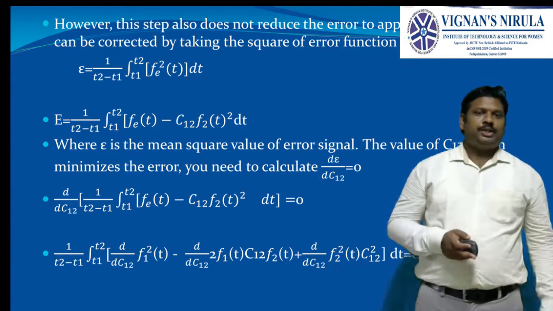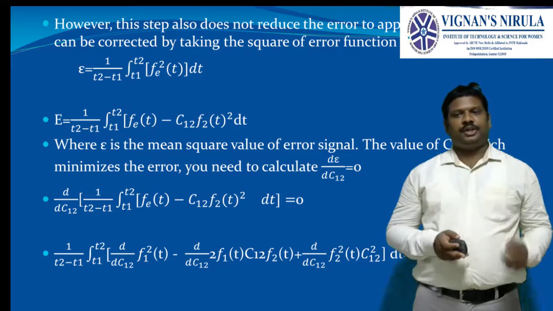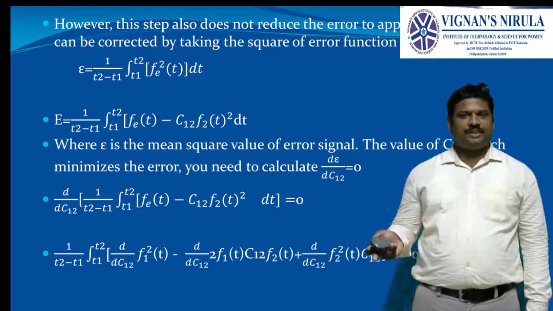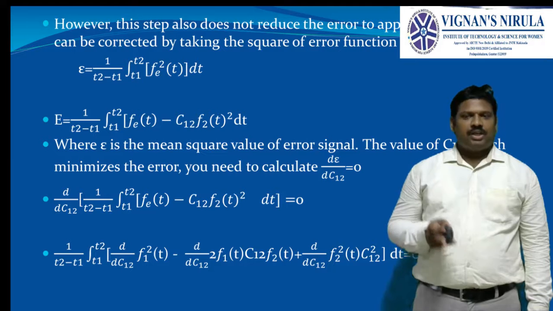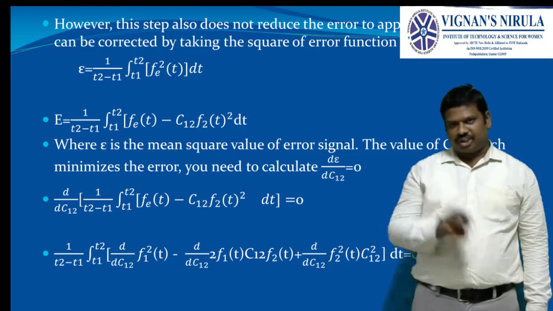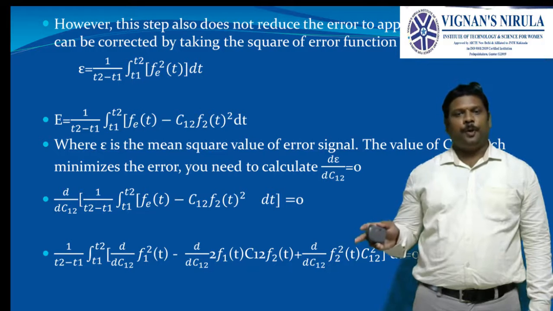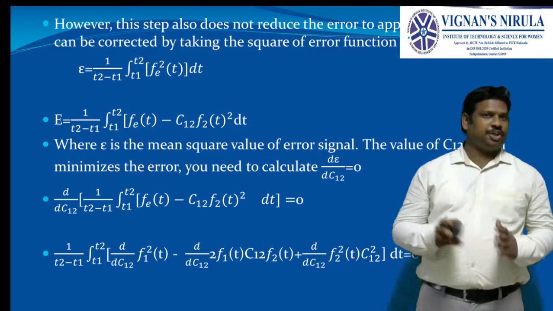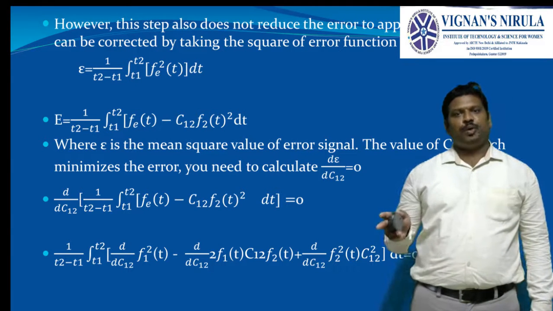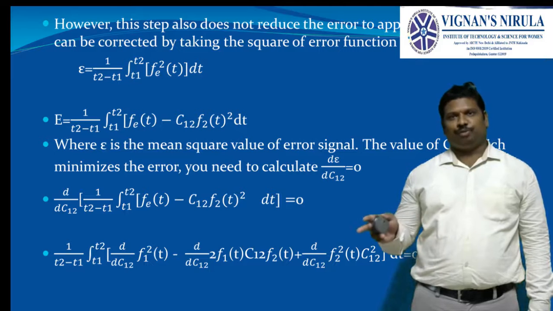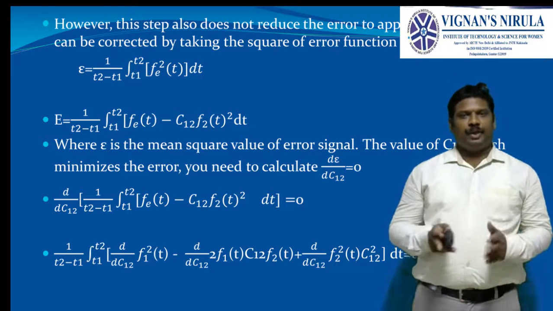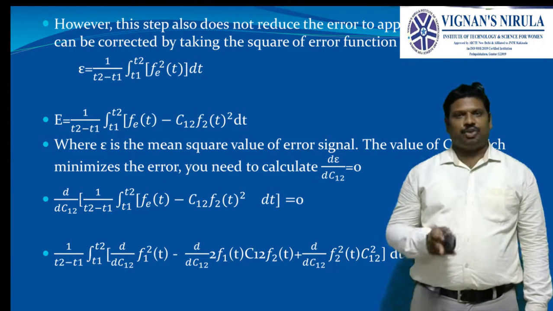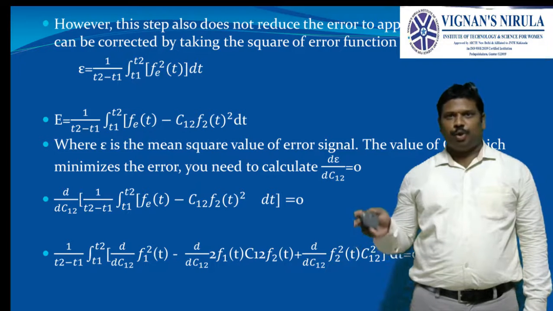Before going to that, we need the value of C12 to be such that the error will be the minimum. For that, we need to differentiate the error expression with respect to C12 and make it equal to 0. That is d by dC12 of the error is equal to 0. What is the particular error expression? It is 1 by t2 minus t1 integral of t1 to t2, f1 of t minus c12 into f2 of t, whole square dt. This a minus b whole square will be written as a square minus 2ab plus b square, that is f1 square of t minus 2 into f1 of t into c12 into f2 of t.